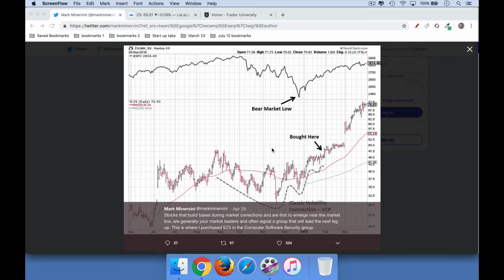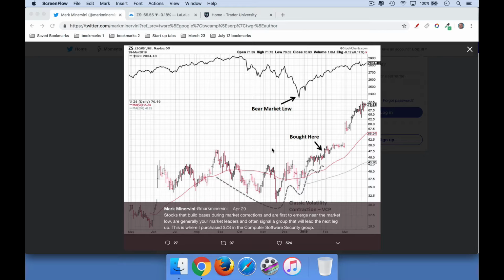And today I want to talk about exactly when to buy a stock. And I think there's an interesting trading pattern here that someone just sent me. This is a tweet by Mark Minervini. We're looking at the stock Zscaler, ticker ZS. And this is what Mark calls a volatility contraction pattern.